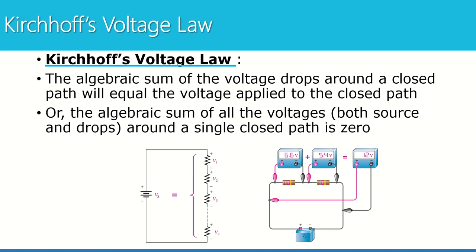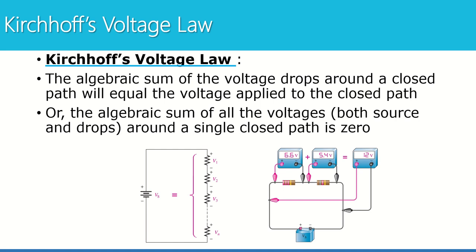We also talked about Kirchhoff's voltage law in a previous video. Here's a quick review. It says that the algebraic sum of the voltage drops around a closed path will equal the voltage applied to that closed path. Or another way of thinking about it is the algebraic sum of all the voltages, both your source voltage and your voltage drops, around a single closed path must be zero.